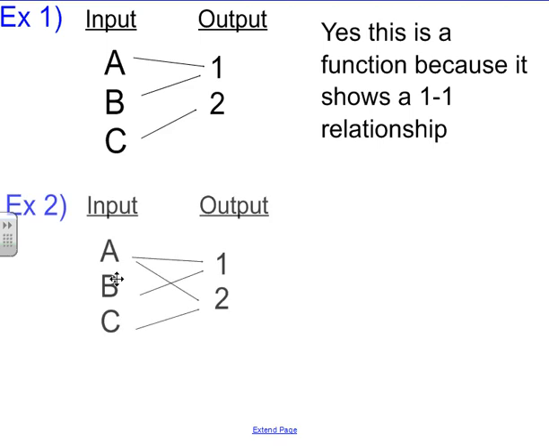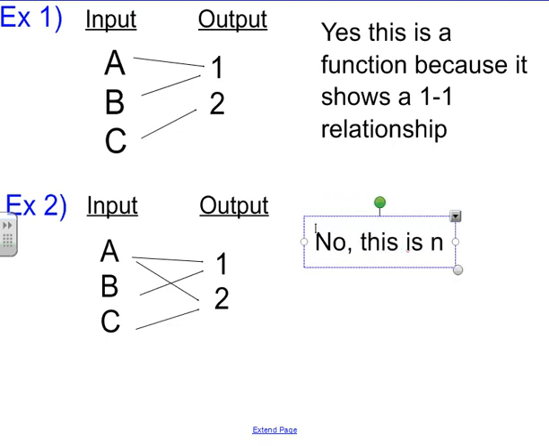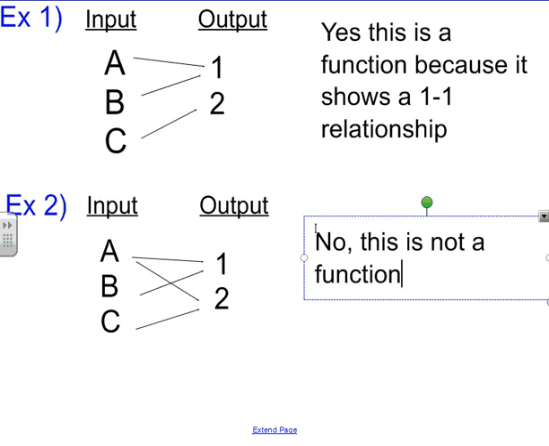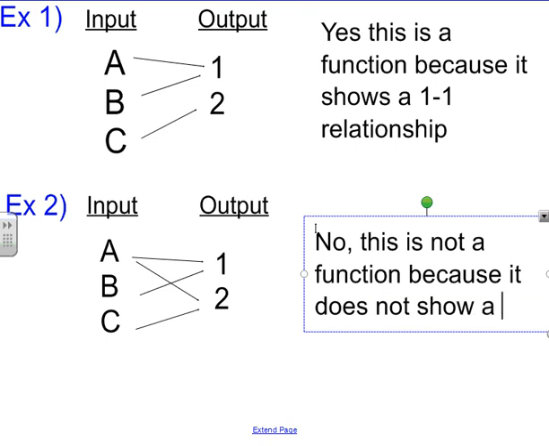Let's take a look at another one. Here we have A, B, and C again, with an output of 1 and 2. A is shooting out a 1 and a 2. B is shooting out one thing, and C is shooting out only a 2. But because A is shooting out more than one thing, it's not a 1-to-1 relationship. So no, this is not a function, because it does not show a 1-to-1 relationship.